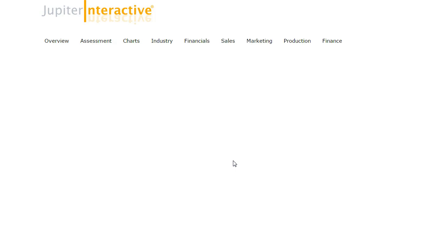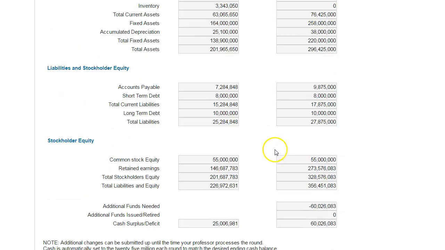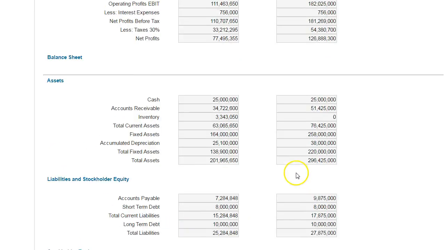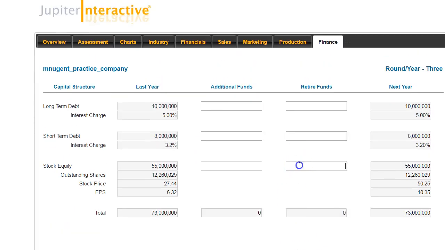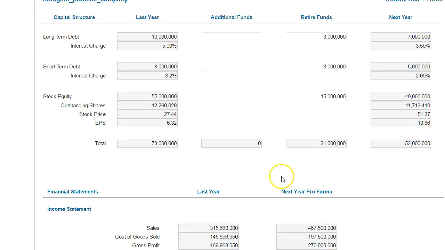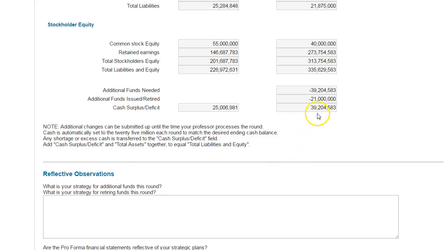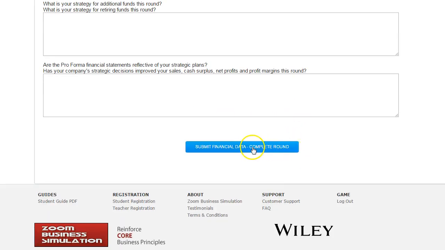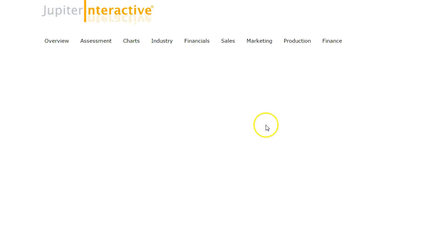Okay, so when I get to my finance page, I go right down here and I see I have a nice surplus of $60,000. So I'm going to buy back some stock, and maybe buy back a little debt. And you see that the interest rates change as you lower your debt. Okay, so now my surplus is good, so I think everything's good. So I'm going to process the round.